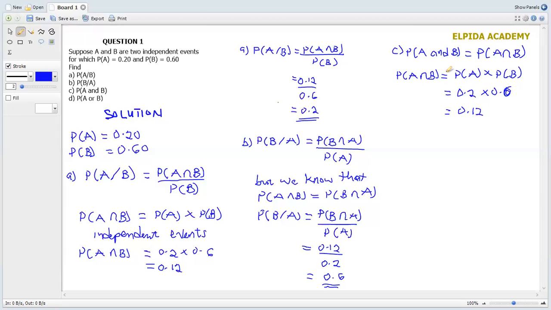So probability of A and B is the probability of A intersection B. And for two independent events, probability of A intersection B equals probability of A times probability of B, which is 0.2 times 0.6, giving us 0.12.